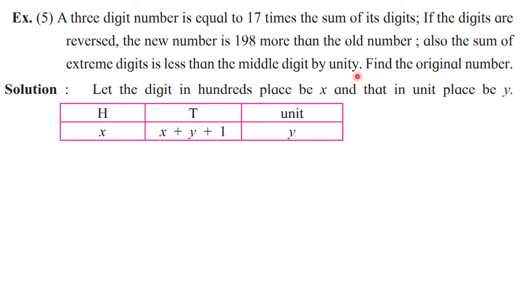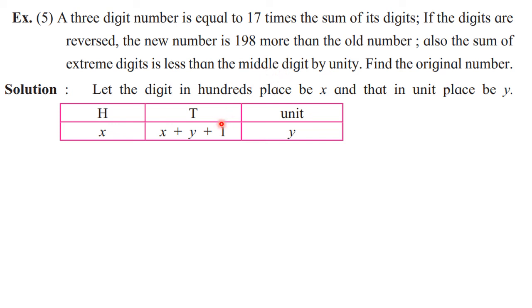Okay, and then by using this third statement you can write down the digit at tens place. See, sum of extreme digits means what? x plus y, and this sum is less by 1 than the middle digit.